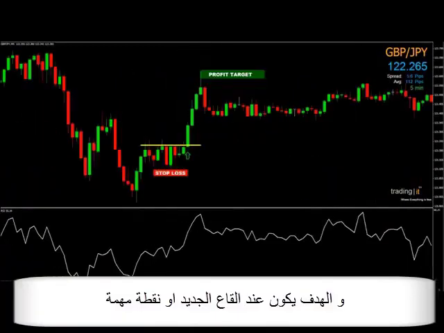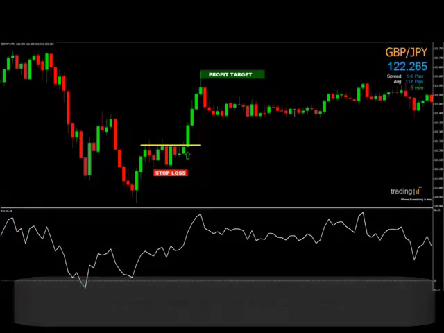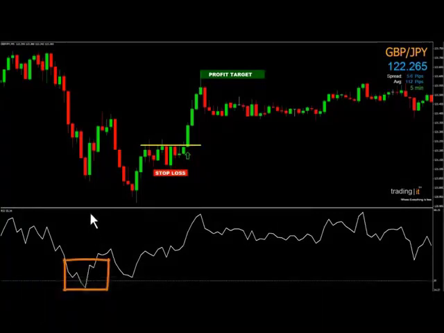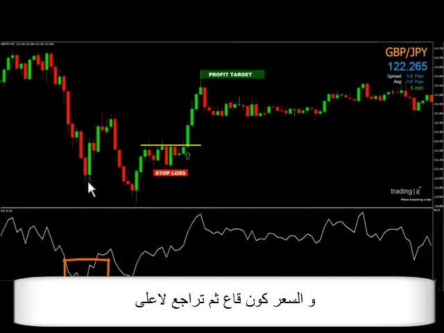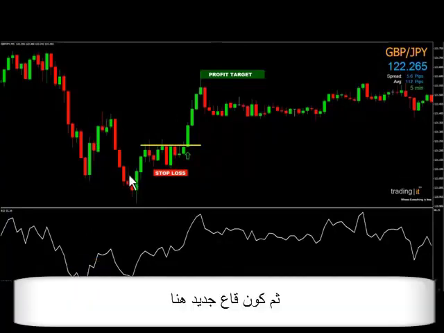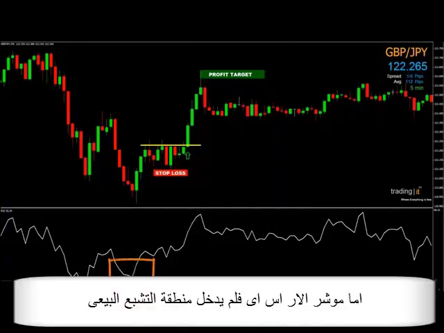Let's look at a long setup using the RSI swing failure approach. The RSI has entered the oversold level here, and price has generated a low, then retraces back up slightly, then forms a new low here. The RSI has not re-entered the oversold area here.